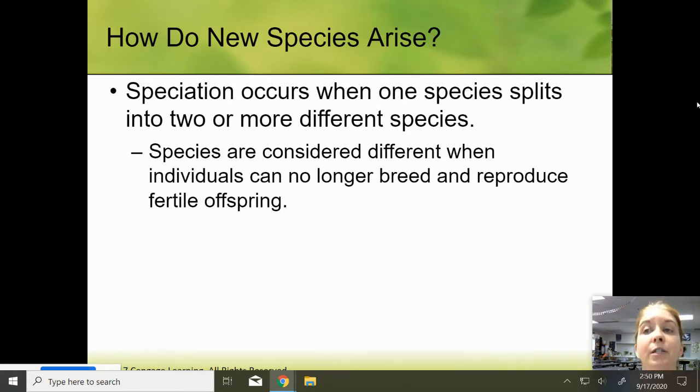So species are considered different when individuals can no longer breed and reproduce fertile offspring. So a horse and a horse make a baby horse. A donkey and a donkey make a baby donkey. But a horse and a donkey can actually make a mule, which is called a hybrid. But hybrids cannot make fertile offspring, so they are not considered their own species.